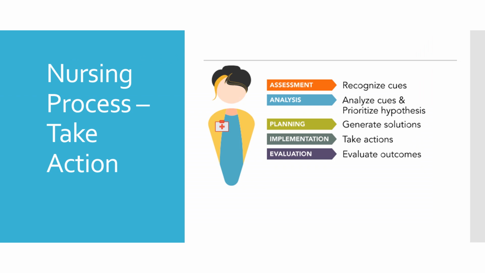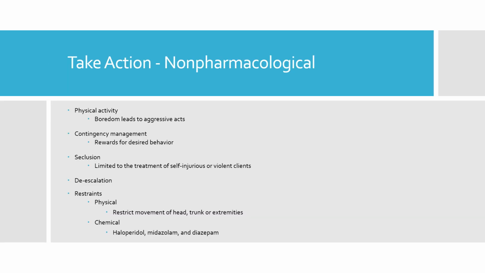So now we intervene and we take some action. So non-pharmacological actions that we can take would be the least invasive. Physical activity, right? We know if we get outside, we walk, we run, we exercise, right? It increases those endorphins, which decreases the likelihood of being bored, which leads to those aggressive acts. Contingency management, right? If they do something really well and that desired behavior comes out, we need to reward that.